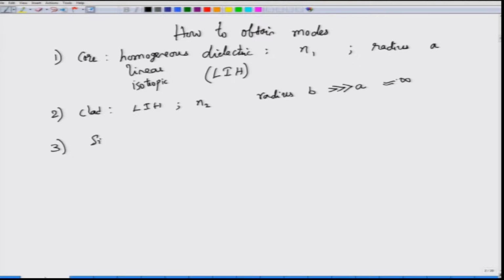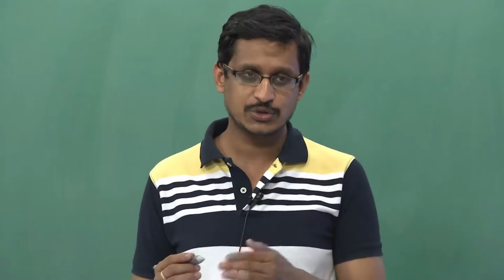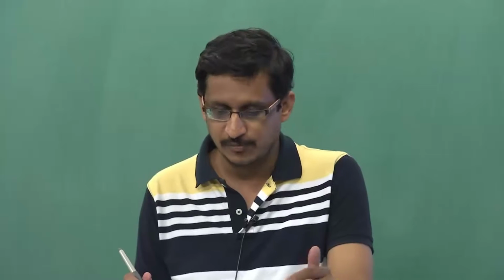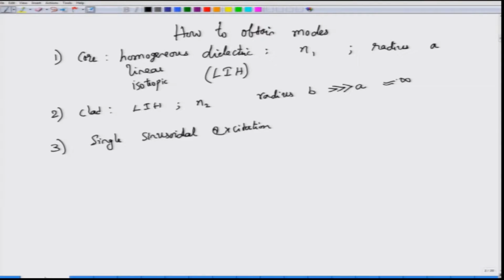We will assume a single sinusoidal excitation. Because the medium is linear, any reasonably complicated waveform can be expressed as a sum of sinusoids. So if I know how the mode behaves for a single sinusoidal frequency, then I can superimpose the solutions and use the techniques of Fourier theory to obtain the response to a complicated waveform. So I'll assume the single sinusoidal excitation. So we have spelled out the parameters that we are going to consider.